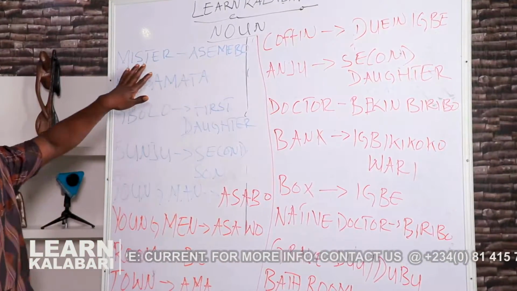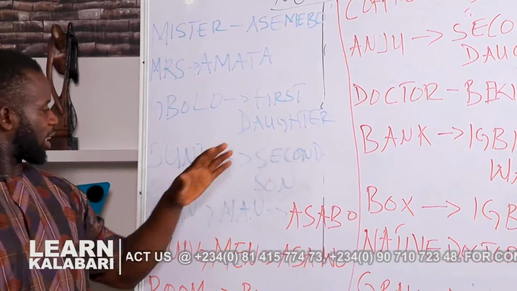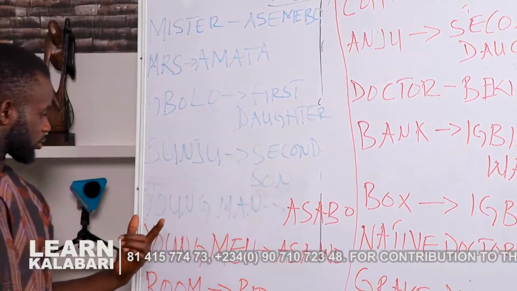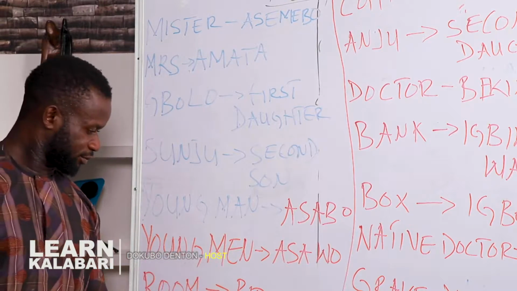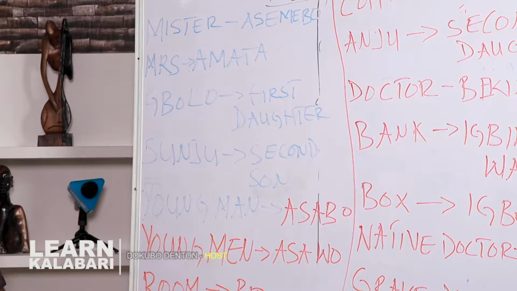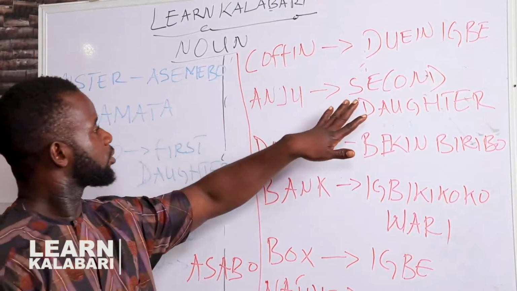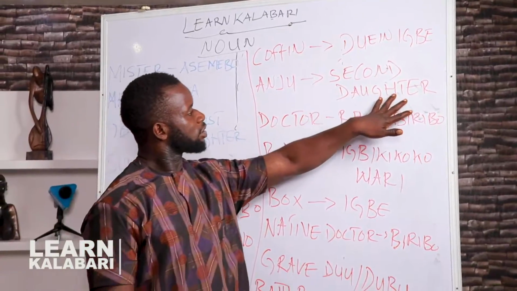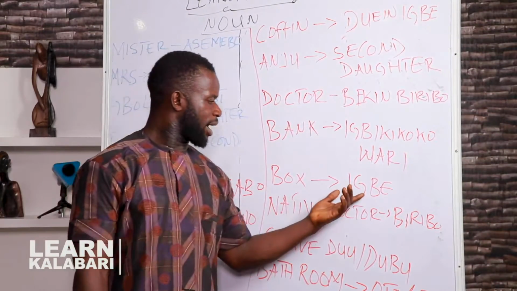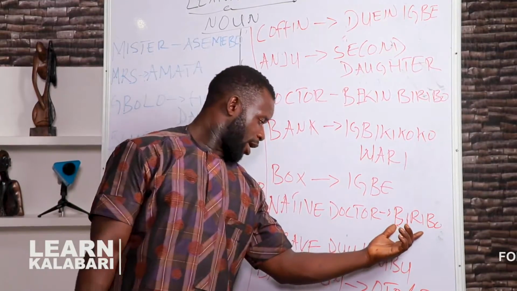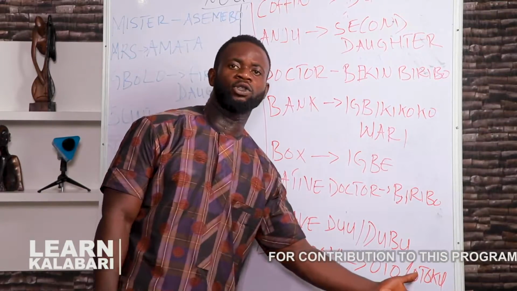Asamebo, beki me banetie, mister. Amata ane beki mubutie, missis. Bolo ane beki mubutie, first daughter. Sunju ane beki mubutie, second son. Asabo ane beki mubutie, a young man. Asawo ane beki mubutie, young man. Asambrema, woman. Bio kri, bio ane tie, room. Ama ane tie, town. Dwenigbe anetie, coffin. Anjo anetie, second daughter. Begin Brebo anetie, doctor. Ibigikokoware anetie, bank. Igbe anetie, box. Brebo anetie, native doctor. Du anetie, grave. Oto anetie, bathroom.